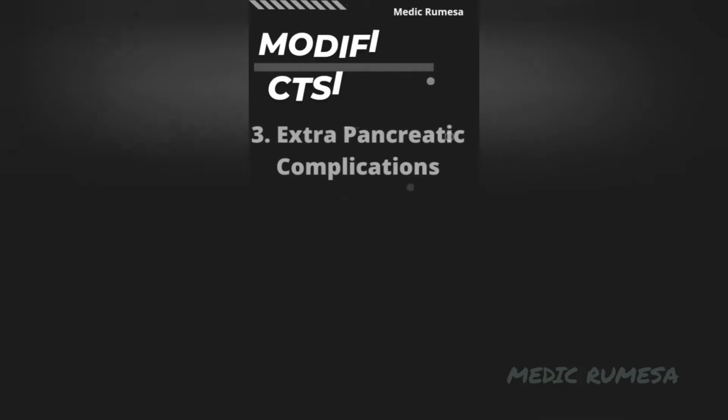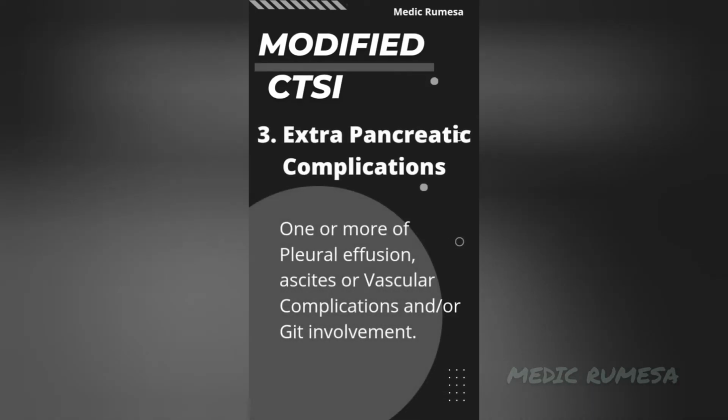And the third criterion is extrapancreatic complications, which may be in the form of pleural effusions, ascites, or vascular complications. Vascular complications can be of two types, as you may know: venous thrombosis, which may involve the splenic vein, pancreatic vein, or portal vein, or arterial complications, which may be in the form of aneurysm formation.